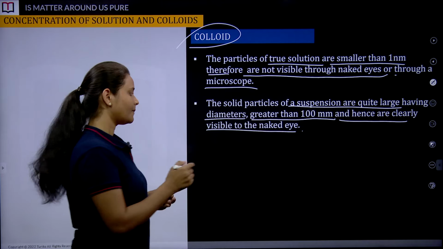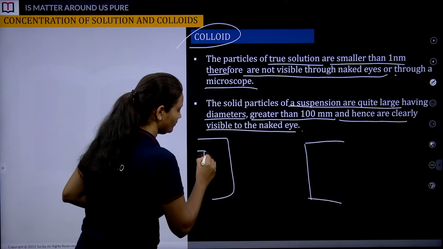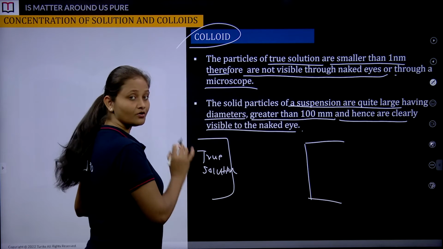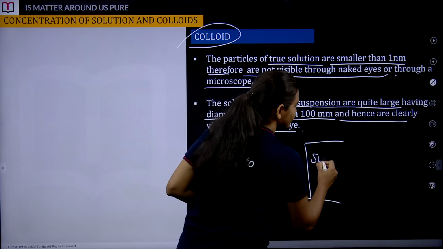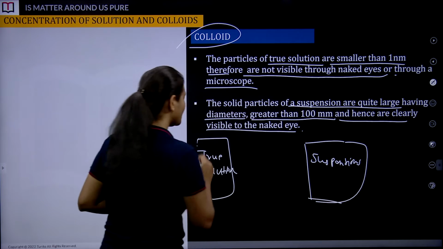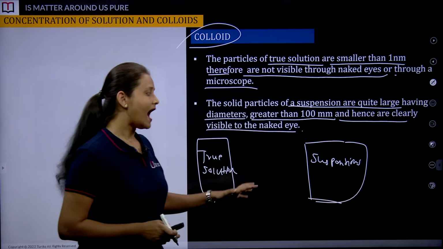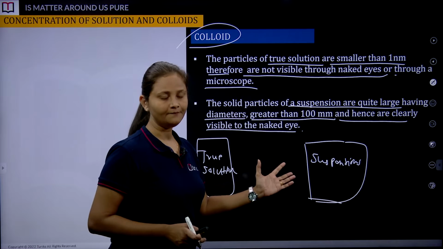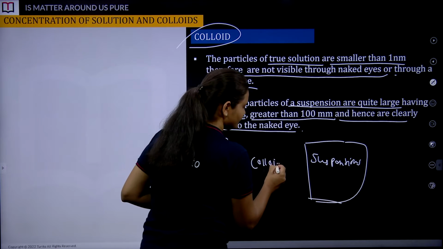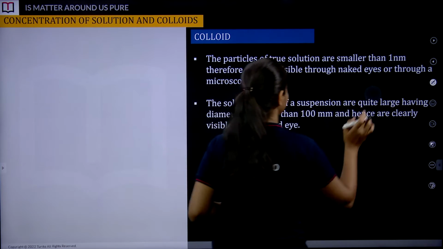Here, students, I told you we are having two extreme solutions. We talked about true solution, and opposite to that we have suspensions. The particle size is very tiny or very small in case of true solution, and comparatively very large in suspensions. But in between we have a different type of solution, which is colloids. That is what we are going to study about.